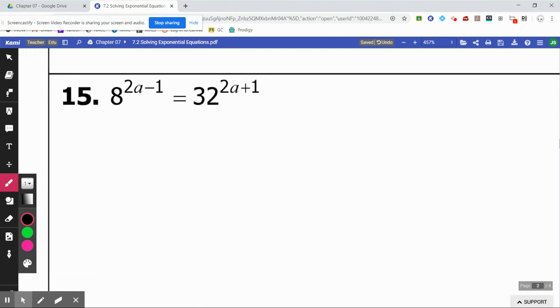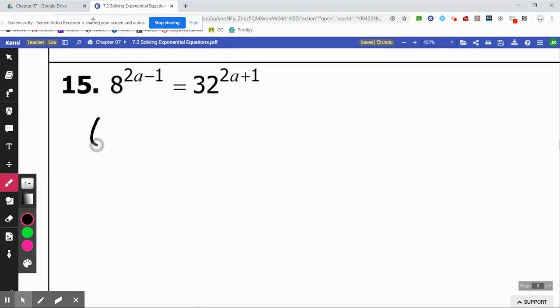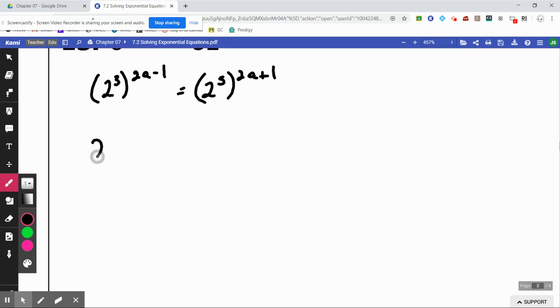8 and 32 are both base 2 numbers. 8 is 2 to the third, and that's a minus 1. And 32 is 2 to the fifth power, and that's to the 2a plus 1 power. Powers to power, let's multiply. 3 times 2a minus 1 will be 6a minus 3. And 2 to the fifth, 5 times 2a plus 1 will be 10a plus 5.